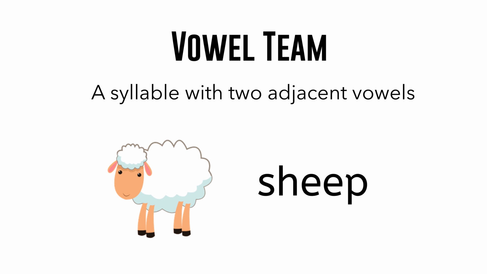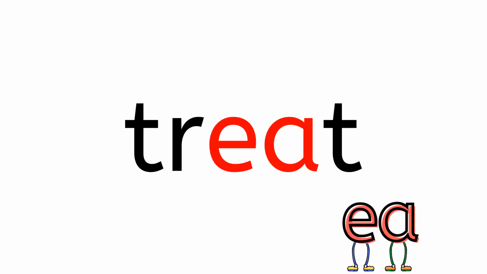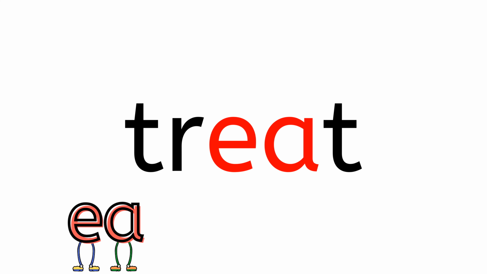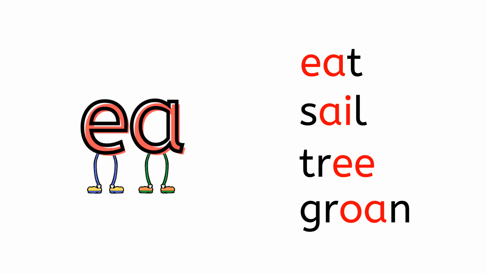We're now ready to explore our next syllable type. And the next syllable type is a vowel team. A vowel team is a syllable with two adjacent vowels. If you notice, these vowels are side by side in the same syllable. You may have heard the riddle, when two vowels go walking, the first one does the talking. What this riddle teaches us is that when two vowels are side by side, as in this syllable type, the first vowel is long and the other vowel is silent.